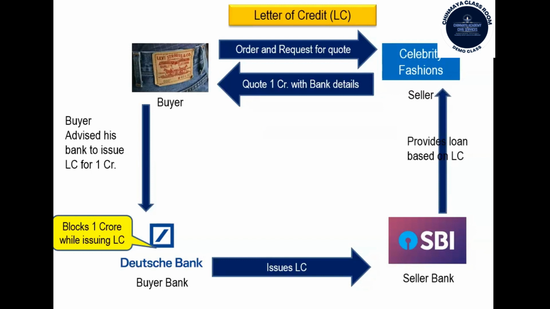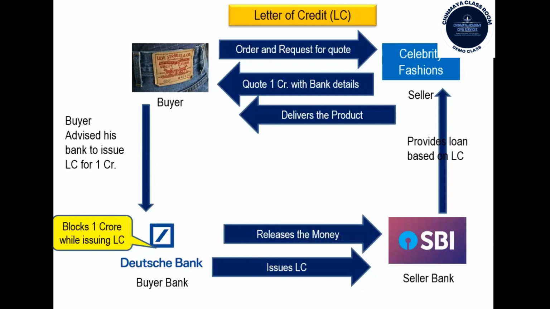Celebrity Fashions will work on the project and send the finished goods to the buyer. He is in the US. When the customs clearance has been done, the container is moved. Immediately, the buyer will tell Deutsche Bank to release the money. Whether the buyer is telling or not, State Bank of India would have communicated this to Deutsche Bank and the money will be released to State Bank of India. State Bank of India will now calculate the accounts. It will check how much money has been spent on this project, 60 lakhs. It will take 60 lakhs with interest. Then the remaining money will be given to Celebrity Fashions.